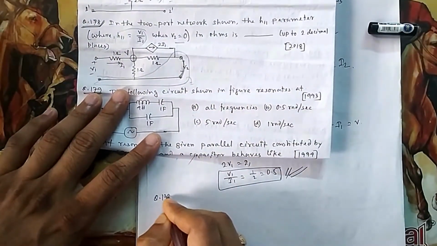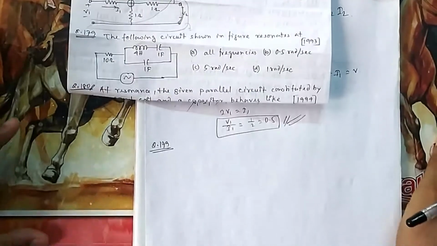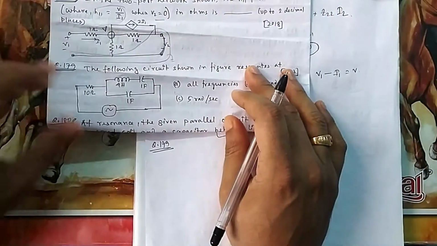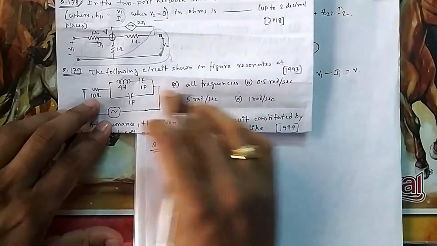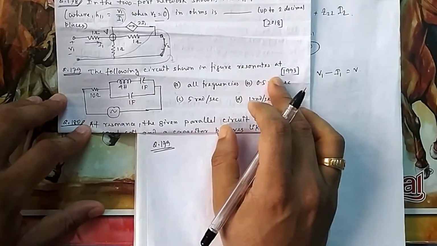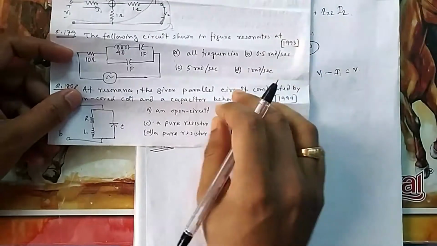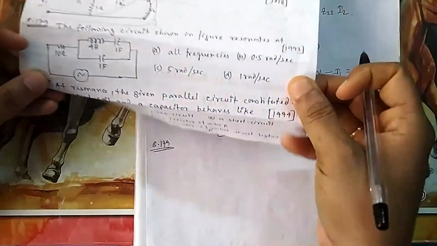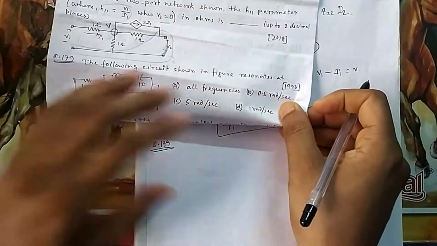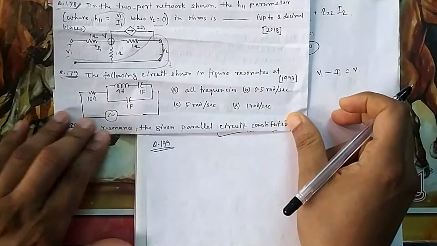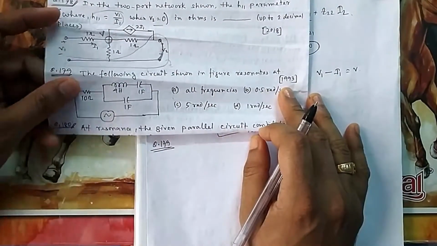Because for me it gives a very strong tool, applicable anywhere and gives quick results. The following circuit shown in the figure resonates at. Now we are going to up to resonance now, in the resonance zone. So what happens in resonance? Its circuit becomes purely resistive and your reactance part becomes 0.